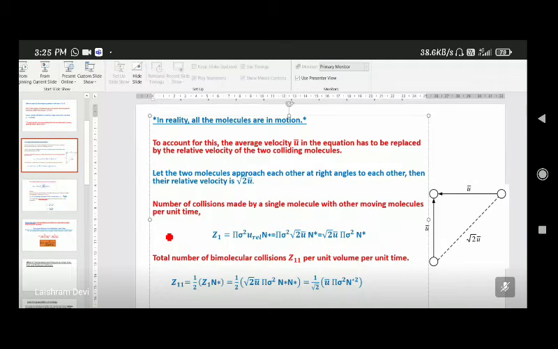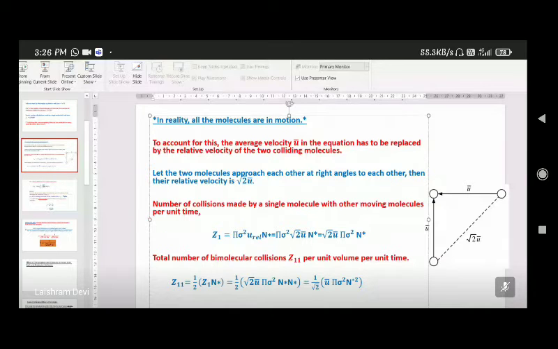Both are bimolecular, but Z11 is a sum. Z1 is only one single molecule colliding with the rest of the molecules, so for every molecule there will be a value of Z1. Molecule 1 has a Z1 expression, and molecule 2 too. But Z11 is the sum total of all the Z1 values. We don't want any repetition, so we divide by 2 here in order to avoid repetition. But it is a sum. Is this fine? Okay? Yes, ma'am.